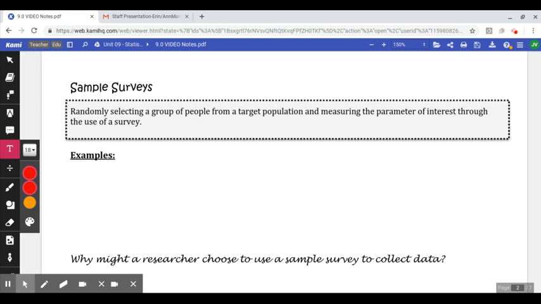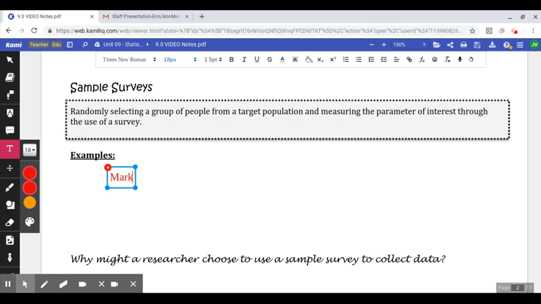In this video, we're going to be discussing sample surveys. This is a way to collect data from a group of people that you're interested in finding out more information about. So here we have a definition: randomly selecting a group of people from a target population and measuring the parameter of interest through the use of a survey.